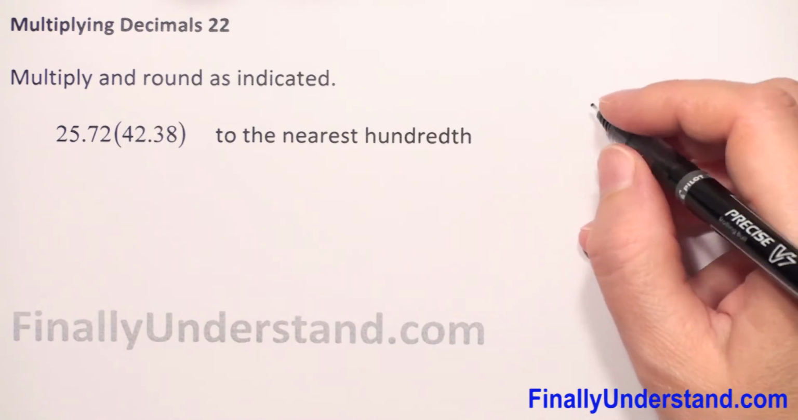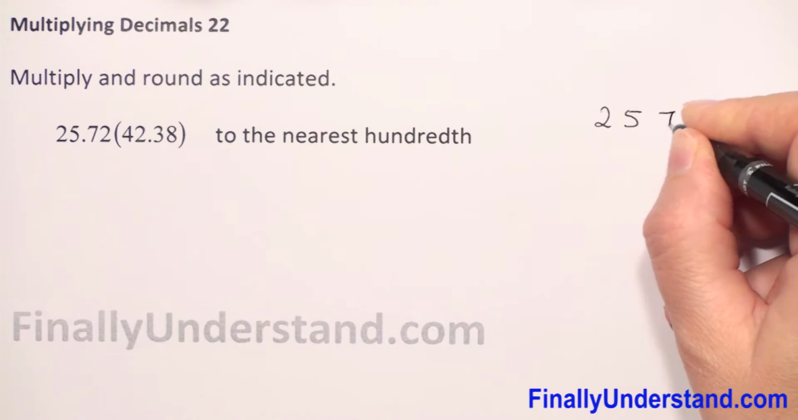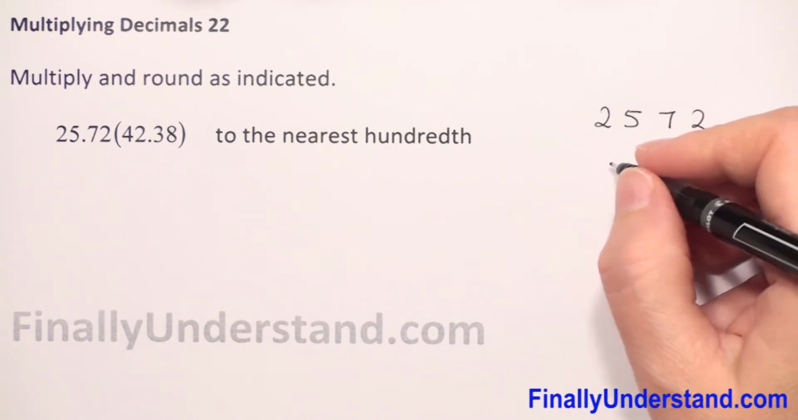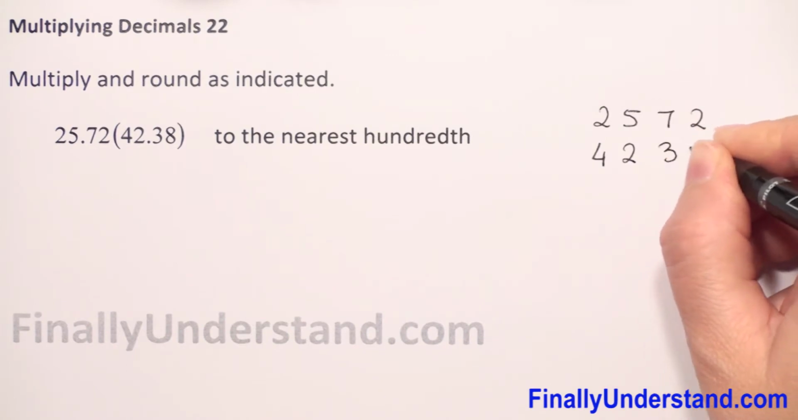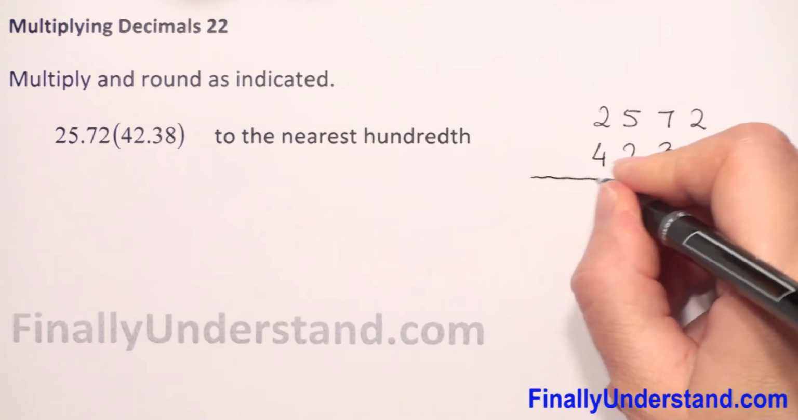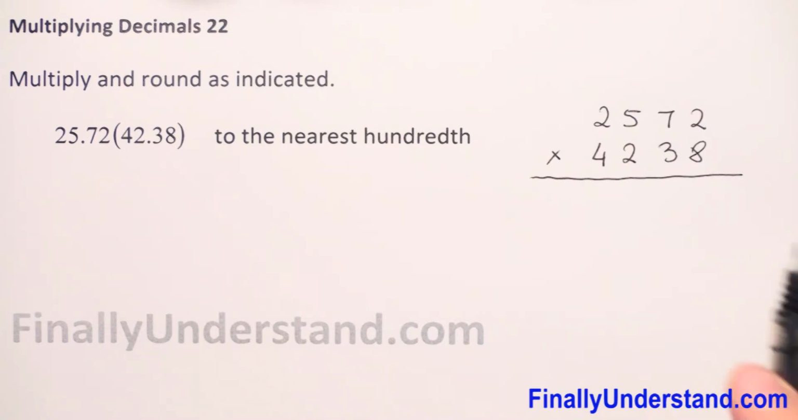So let me write at the top, for example, 25.72, and in the second row will be 42.38. Like I said, this is multiplication, so it doesn't matter which number we multiply by which. The result is the same.